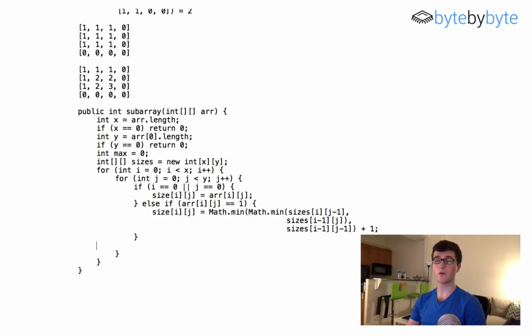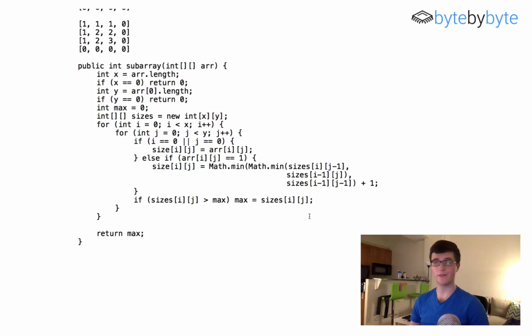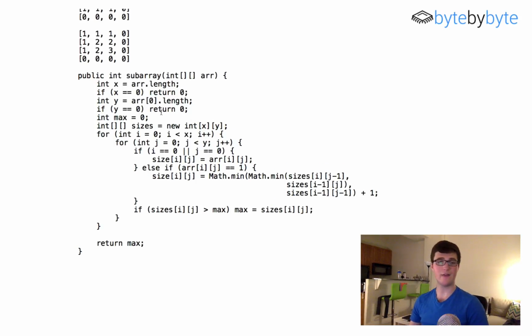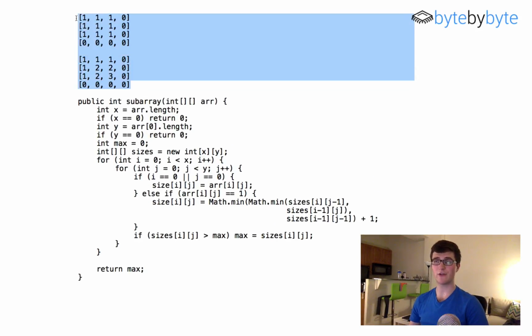And then finally we need to update our max, right? So we're going to say if sizes[i][j] is greater than max, then we just say max equals sizes[i][j]. And then all that's left is to return max. So that's our entire code for this problem, and hopefully you can see how that reflects our original algorithm that we came up with, and also hopefully it's clear that that algorithm makes sense.